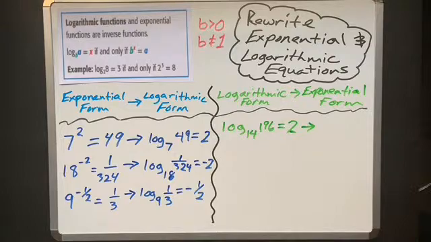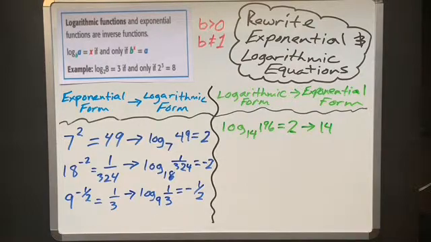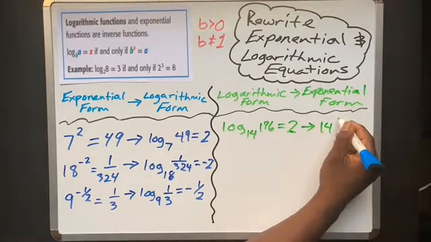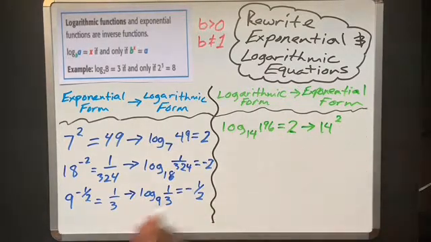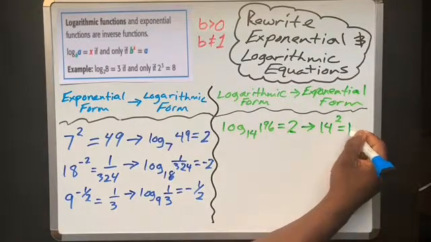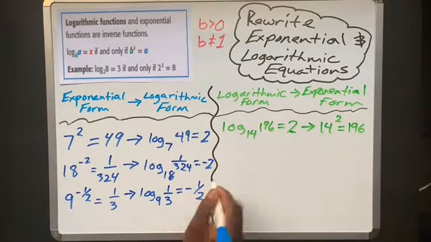So what's our base? This is how you start it out. You ask yourself, what's the base? We know the base is 14, so we start with the base. What's our exponent? It's what the log is equal to. So it's equal to 2, so we have 14 squared. And of course, what is that equal to? That should equal 196. If you had a calculator and you take 14 squared, you're going to get 196. That's how you can check it. All right, let's do another one.